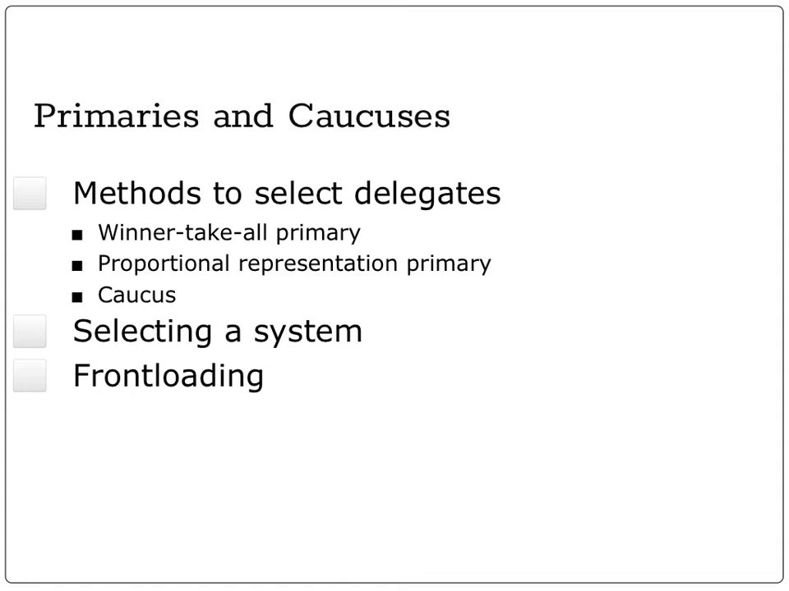Other states have proportional representation. Candidate A gets 50% of those delegates. Candidate B would get 40%, and then candidate C would get 10%. So it's not winner take all.